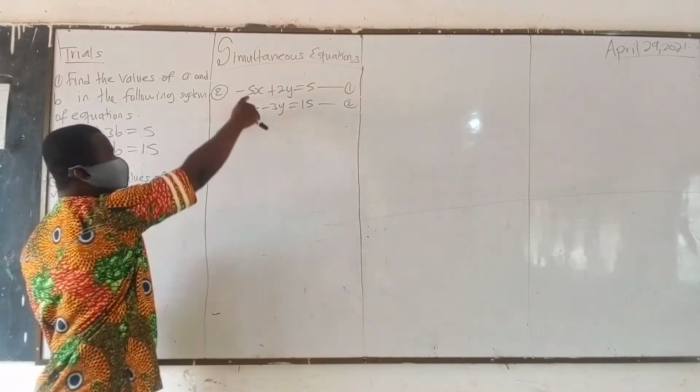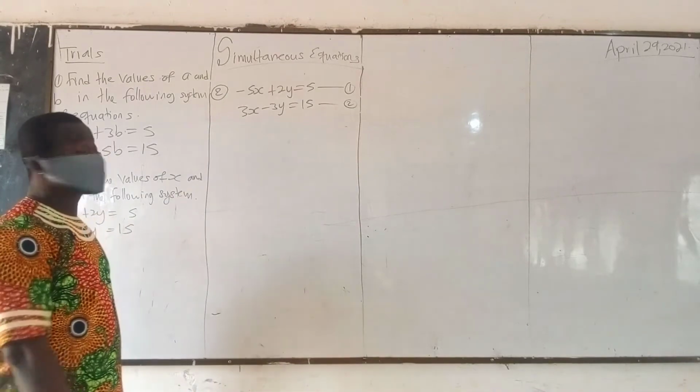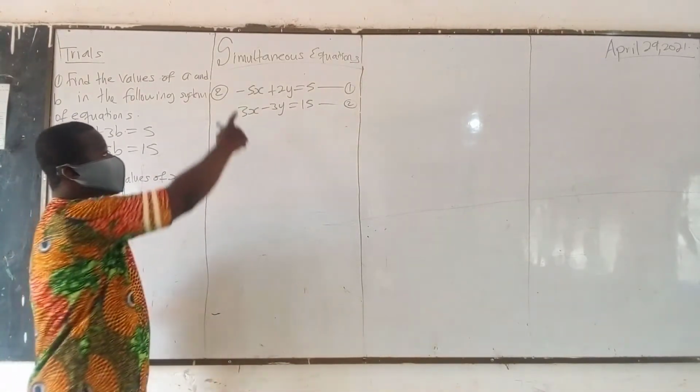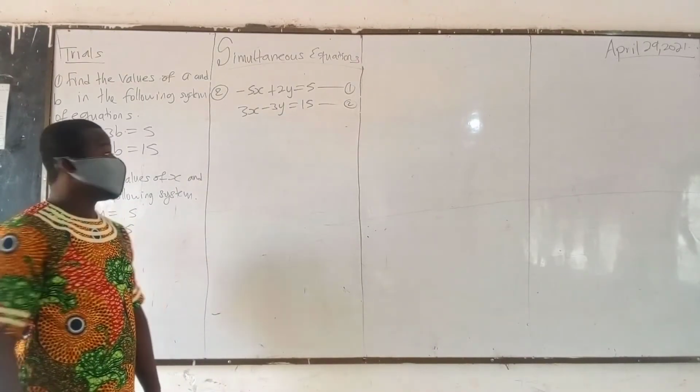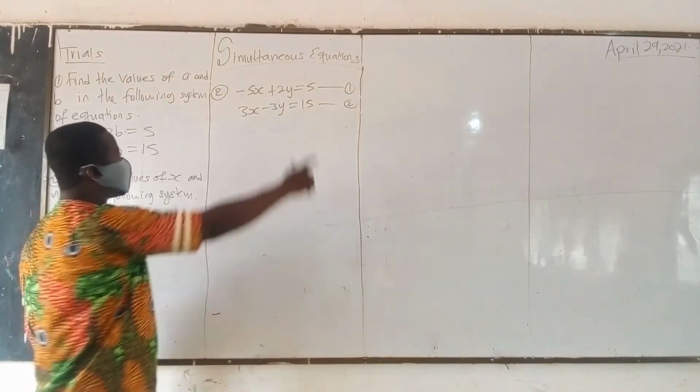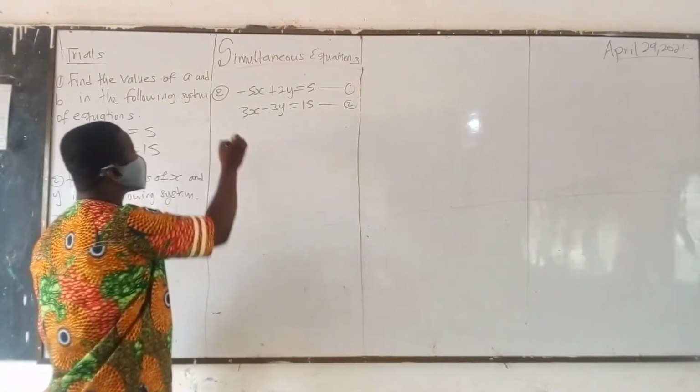What will I multiply by 5 to make it 15? 3. What will I multiply by 3 to make it 15? 5. So that means we multiply equation 1 by 3 and equation 2 by 5. Correct. Multiply equation 1 by 3 and equation 2 by 5.